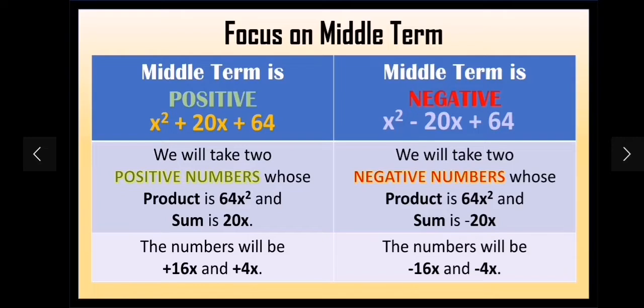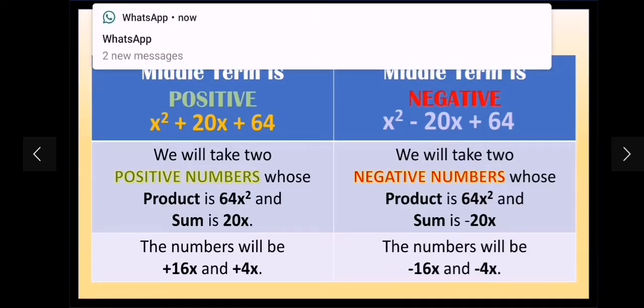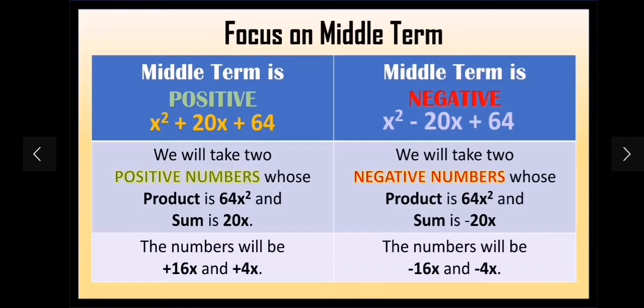If on your screen you can see on the left hand side I have written, if the middle term is positive, like here x square plus 20x plus 64, so the middle term is positive and the third term, as I told, is positive. So we have to take two positive numbers. Okay, like I have taken positive 16x and positive 4x. Why have I taken those two numbers? Because 16 into 4 is equal to 64, and 16 plus 4 is 20.